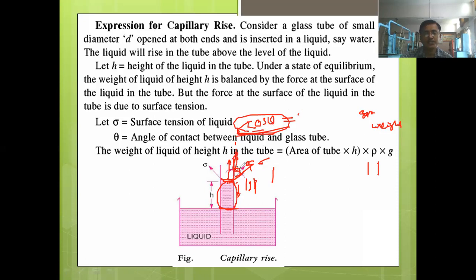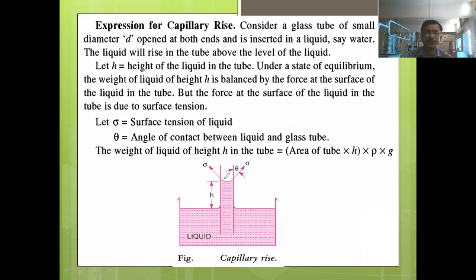And one stage will come that this will become in equilibrium, meaning the weight of the liquid in the column will become equal to this sigma cos theta. Okay, this is the vertical force, and the equal and opposite force, which is acting in downward direction, is the weight of this liquid. And when equilibrium is reached, at that time the rise in water level will stop there. Now under equilibrium condition, what can we write, two equations we can write here.